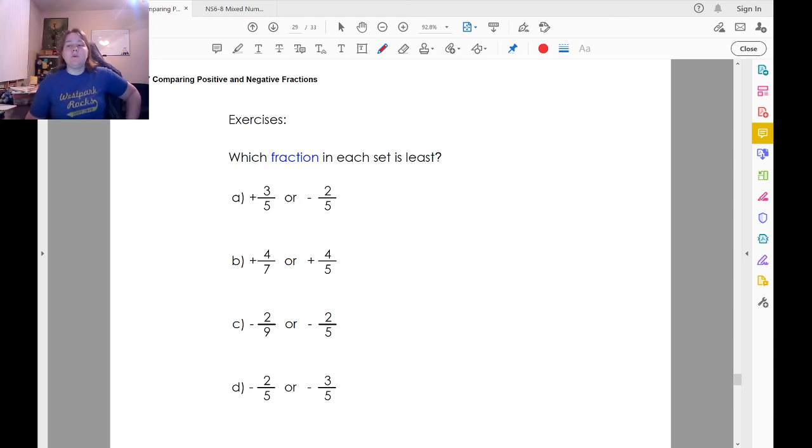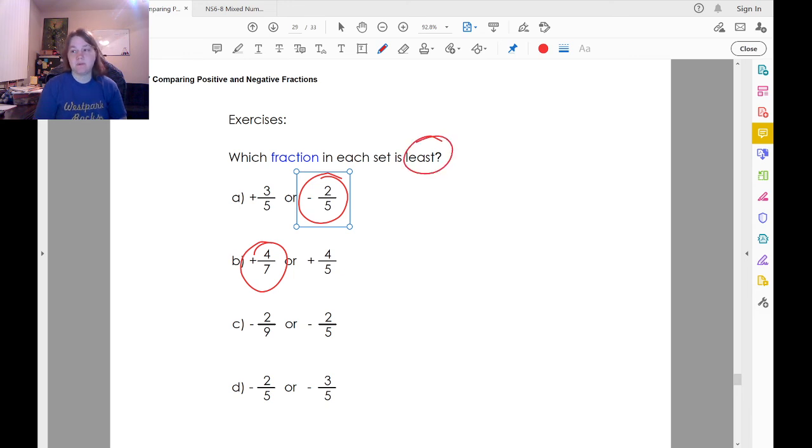Welcome back. Which one of these is the least? Which one would I want the least? Well, I want 3/5, which means negative 2/5 is the least because it's a negative. But now we have positive 4/7 and positive 4/5. Would I rather have 4 slices of a 7-slice pizza or 4 slices of a 5-slice pizza? I'd rather have 4/5 of a pizza because less cuts equals more. So that means 4/7 is the least. I'm just going to circle that so we remember.